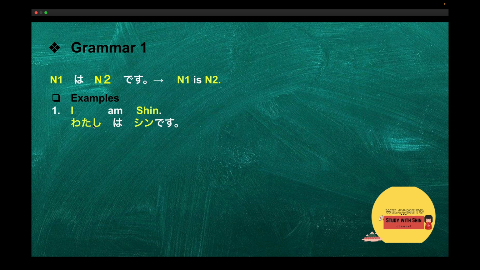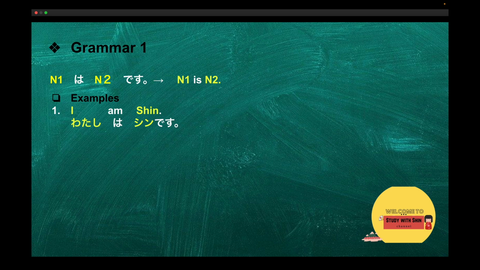So here, noun 1 is watashi. And then we have this basic grammar structure, wa. And then here noun 2 is Shin. Noun 2 here is my name, Shin. And then you add desu. So noun 1 wa, noun 2 desu. Watashi wa Shin desu.